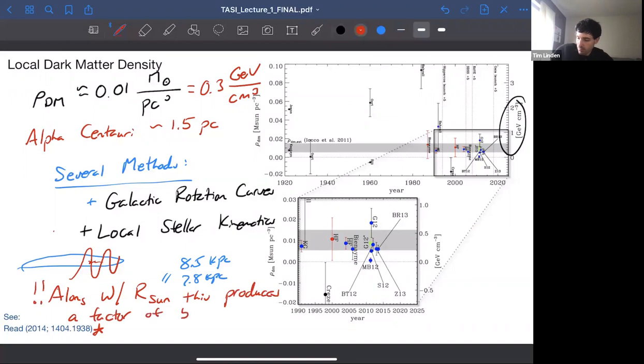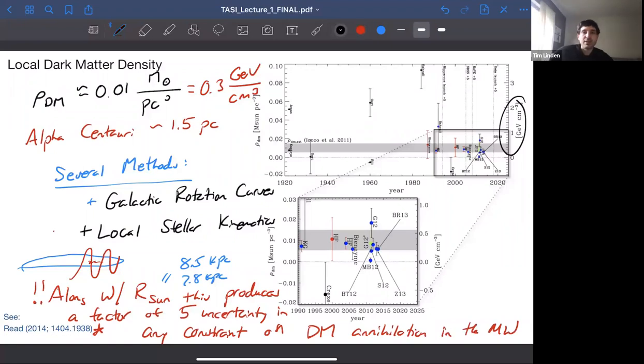in any constraint on dark matter annihilation in the Milky Way.